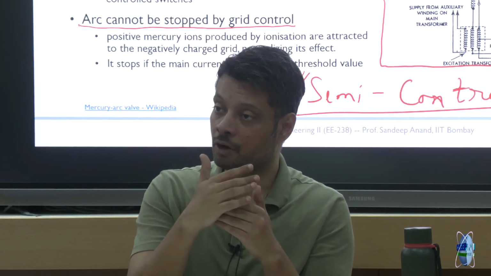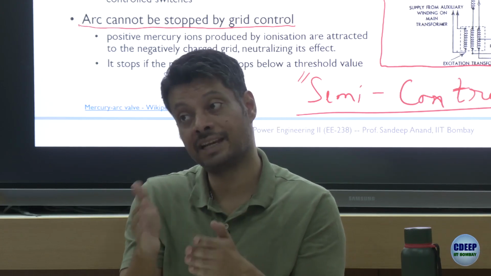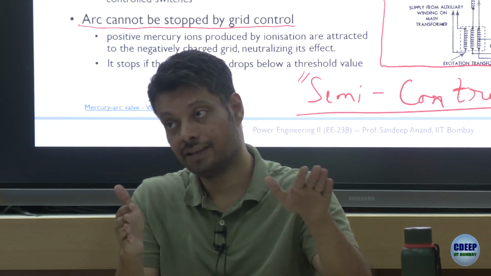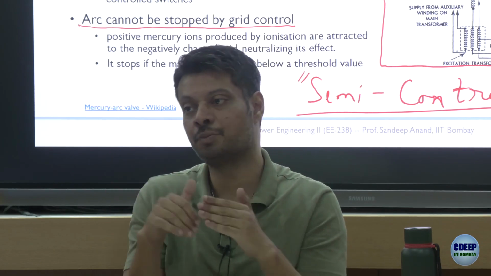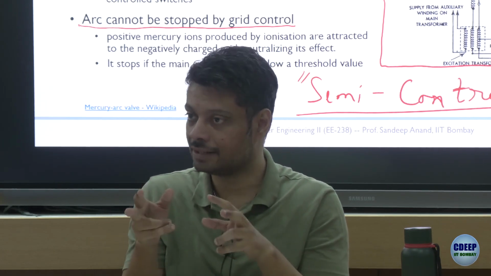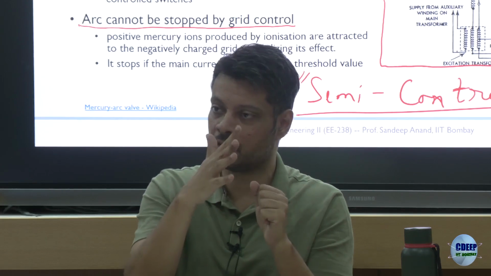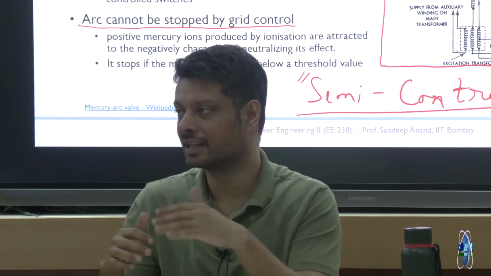So for the arc to be formed, you have to have both conditions simultaneously satisfied. One, removal of the grid, and secondly, anode to cathode potential to be positive. If you have both together, then the arc will form. Once the arc is formed, you know what happens after that. Bringing the grid back will not help you much.